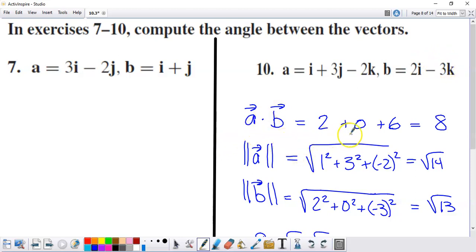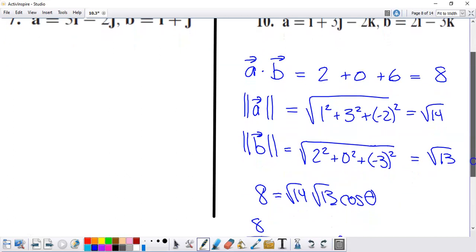If I do the dot product calculation between vector A and vector B, multiply the x components, multiply the y components, multiply the z components, and sum the results, what we end up with is positive 8. If I take the magnitude of vector A, I get the square root of 14. If I take the magnitude of vector B, I get the square root of 13. So why did I do these three fairly simple calculations?